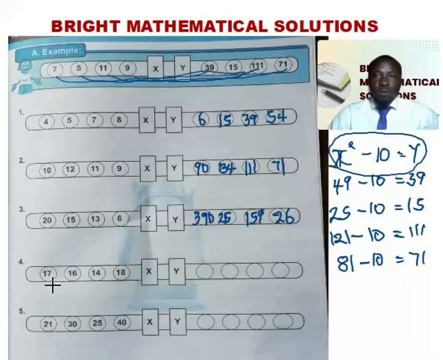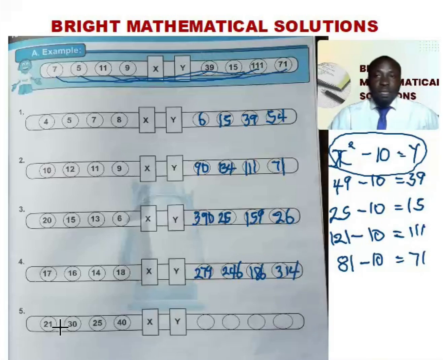So the fourth one, we have 17. 17 squared, that's 289. 289, subtract 10 from it, that gives us 279. 16 multiplied by 16, that's 256. Subtract 10 from it, this gives us 246. 14 multiplied by 14, that's 196. Subtract 10 from it, that gives us 186. 18 multiplied by 18, that gives us 324. Subtract 10 from it, this gives us 314.